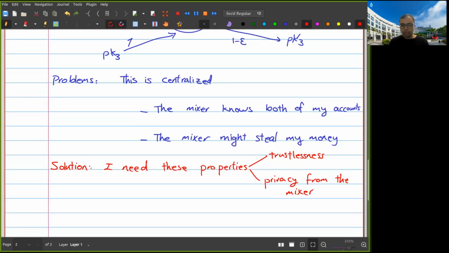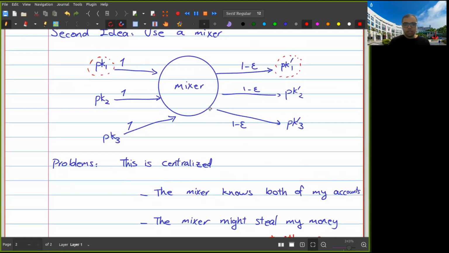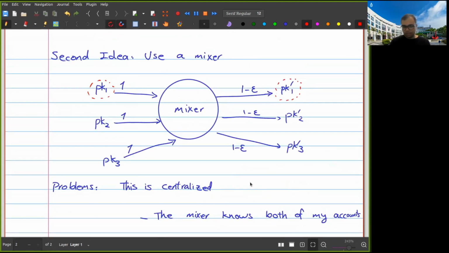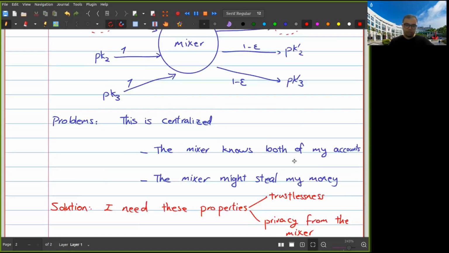What does privacy from the mixer mean? It means that not even the mixer should know the connection between these two public keys. So I want to have a situation where I can use my first account to deposit to the mixer. And of course, the mixer now knows my first identity, right? Because everyone on the blockchain knows who's depositing. But then I want to be able to withdraw my money using my second identity, my second account. And I want to make sure that not only people on the blockchain, but also the mixer itself cannot make any kind of connection between the two.